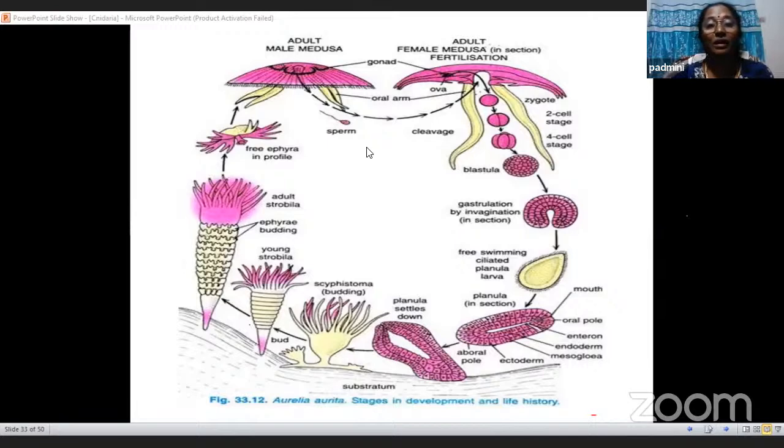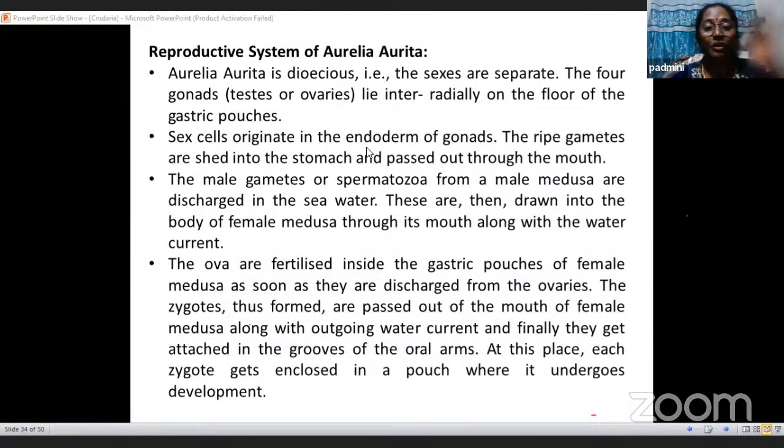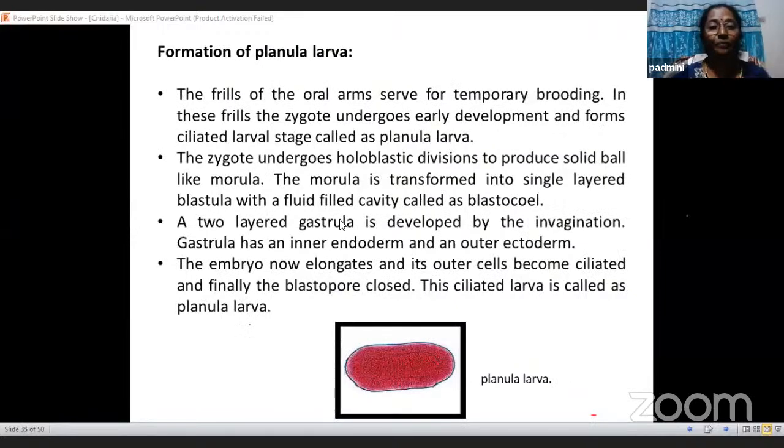I hope this is okay with you all. Did you all understand this reproductive system? So whatever the screen that I'm showing, all this matter is what I've told till now. So I'm not going to touch over there. So formation of the planula larva, I told you all, they have the ciliations, the blastopore become ciliated.